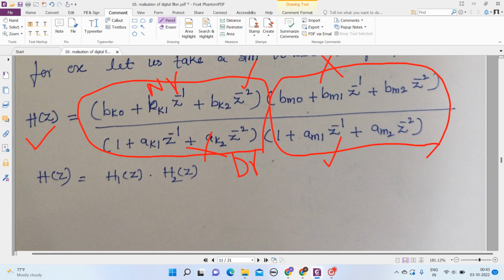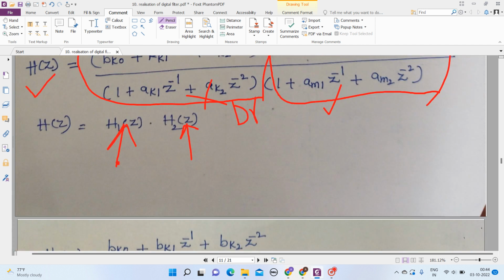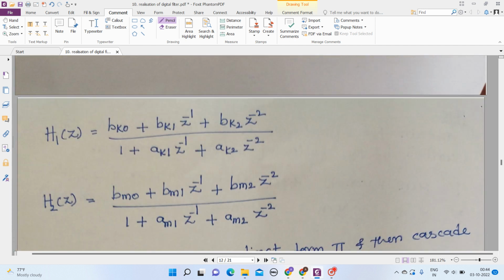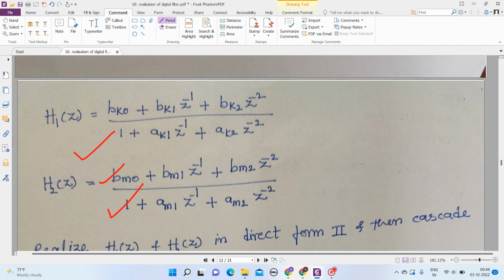The next step is to apply the direct form 2 concept in order to draw the structure for H1(z) and H2(z). See, this is the H1(z) transfer function equation, with this numerator and this denominator. Again, this is the H2(z) transfer function, with its numerator equation and denominator equation. Now I'm going to draw the structure of H1(z).